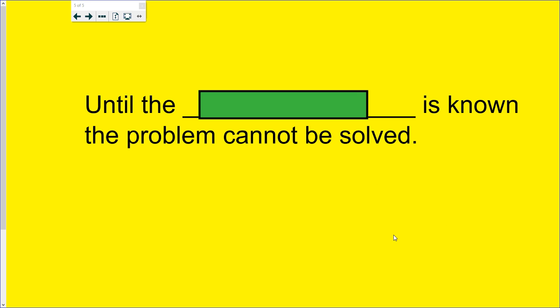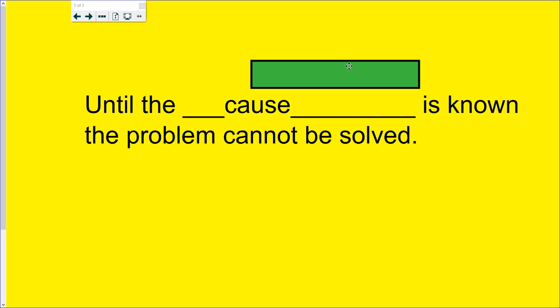So they gave us a sentence here: Until the blank is known, the problem cannot be solved. What needs to be known? What did they say? Well, it starts with a C and then has an A, and you probably guessed it already. Until the cause is known, the problem cannot be solved. They need to find the cause of this, and then they can figure out what to do next.